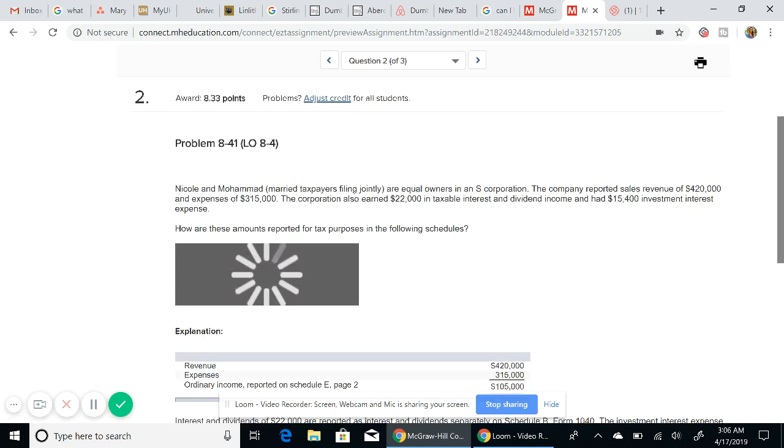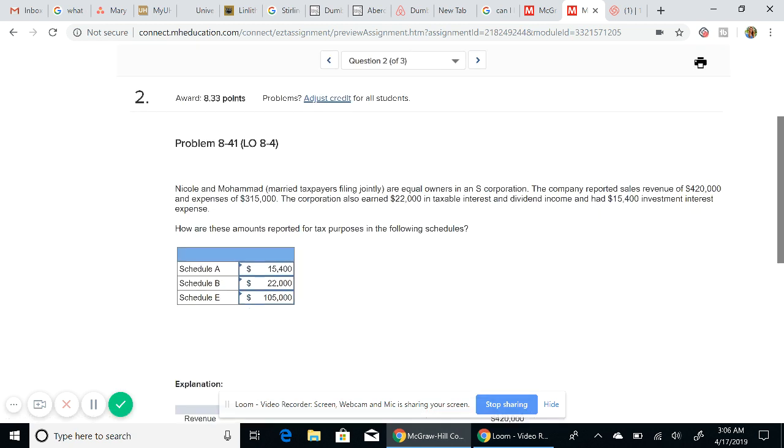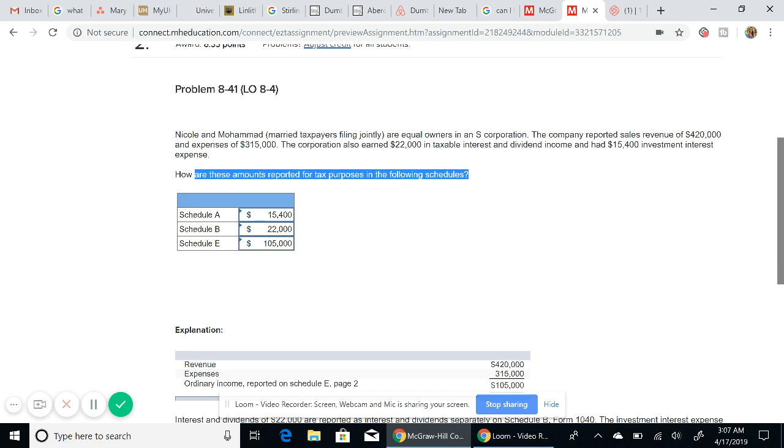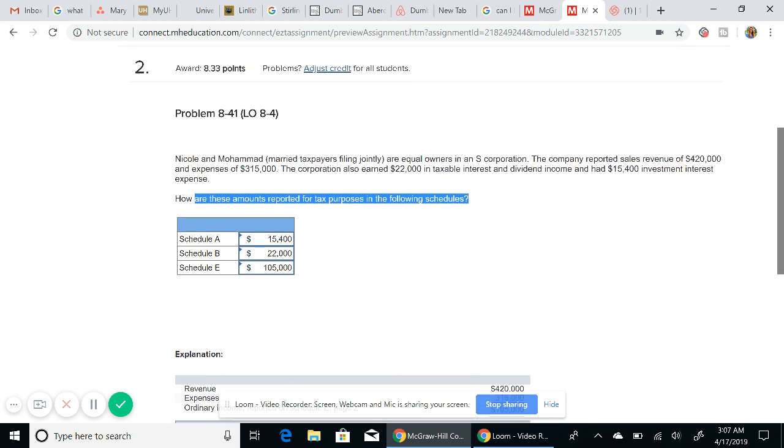I'm going to start with the second problem because it's actually a little bit more basic. So, married taxpayers filing jointly are equal owners in an S corporation. The company reports sales revenue of $420,000 and expenses of $315,000. They also earned $22,000 in taxable interest and dividend income and had $15,000 of investment interest. So they're just asking, for tax purposes for the owners on their individual taxes, where are these amounts reported, right?